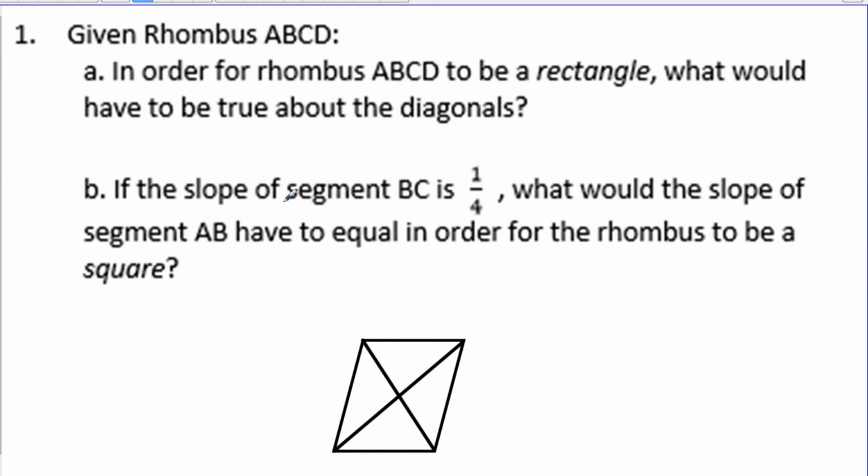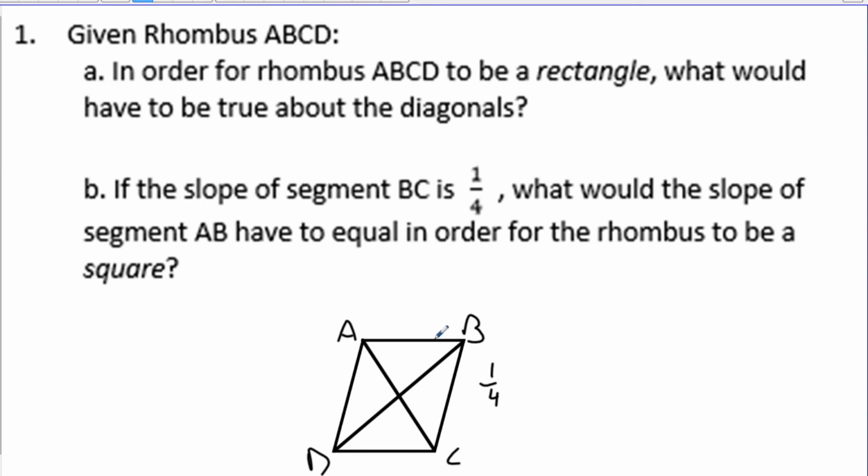Okay, and then letter B is related to that. It says if the slope of segment BC. So let's draw this, and it'll say this is about AB, CD, right? So when they name a rhombus or any other shape, we usually go clockwise around the shape with the letters that they gave us, right? So I did A, B, C, D, okay? And they said BC has a slope of 1/4, okay? What would the slope of AB be, okay?